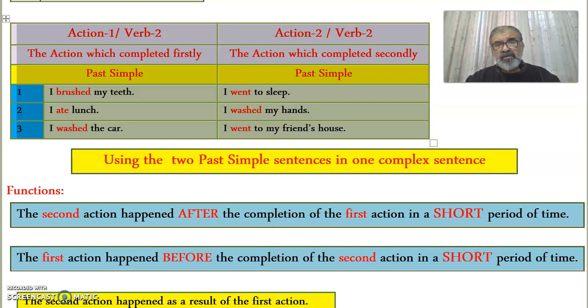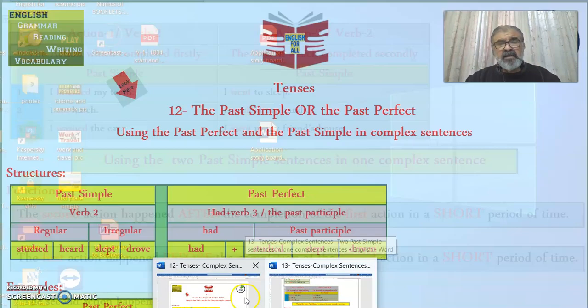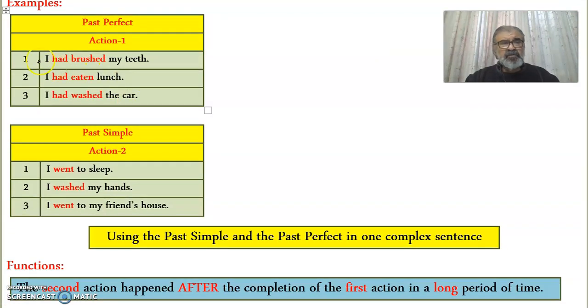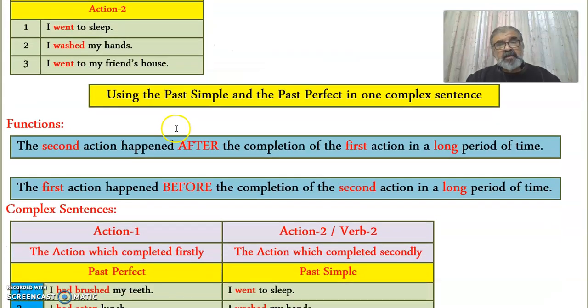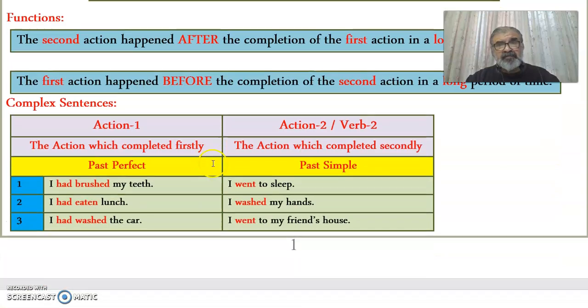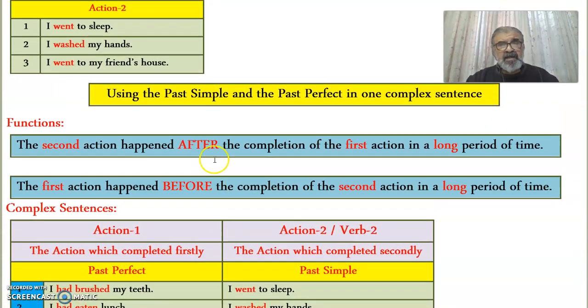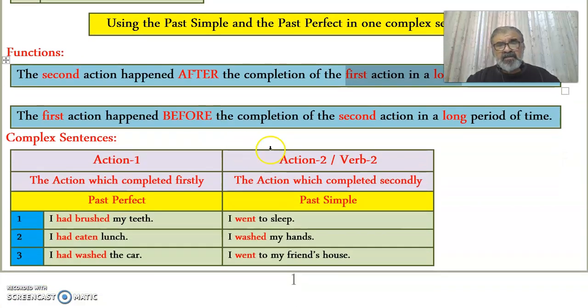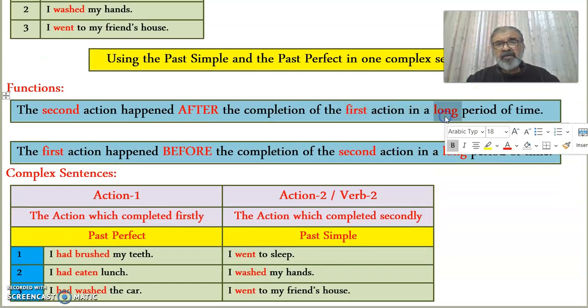Let me remind you of what we have considered in a previous tutorial when we talked about the past perfect and the past simple. Almost the same sentences, except that we have used had, which indicates the past perfect. Now, what happened here is that the first action and the second action happened, okay, one after the other, but you waited for a period of time. That's why the second action happened after the completion of the first action in a long period of time.